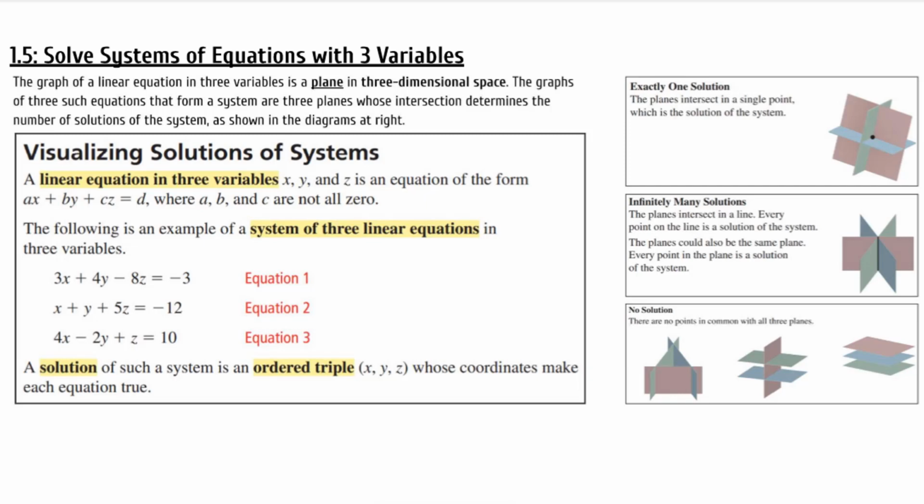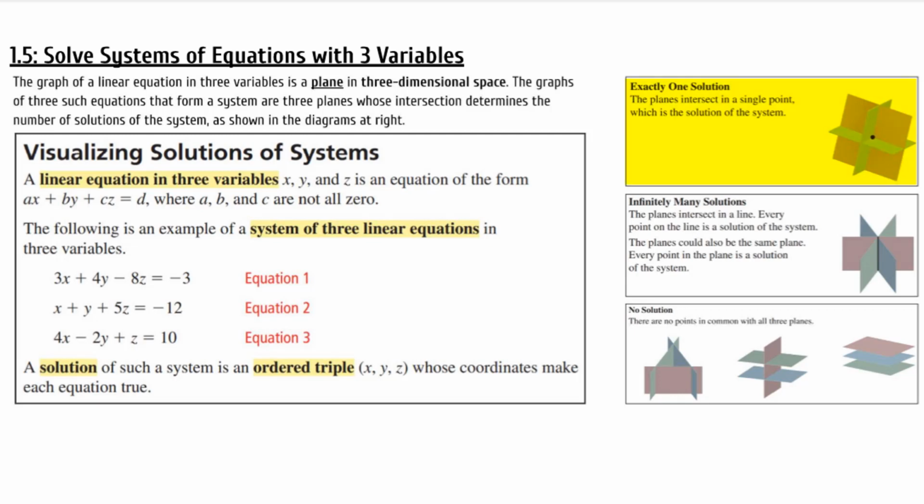The graph of a linear equation in 3 variables is a plane in 3-dimensional space. You can imagine a plane to be like a sheet of paper. The graphs of 3 such equations that form a system are 3 planes whose intersection determines the number of solutions of the system, as shown in the diagrams at right. Just like the solution of a 2-variable system is an ordered pair, the solution of a 3-variable system is an ordered triple.